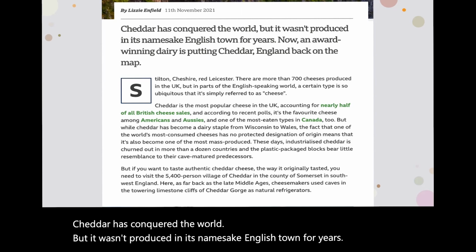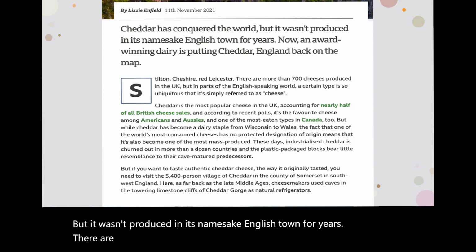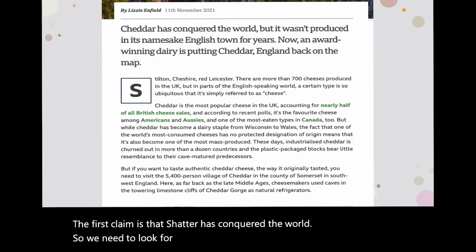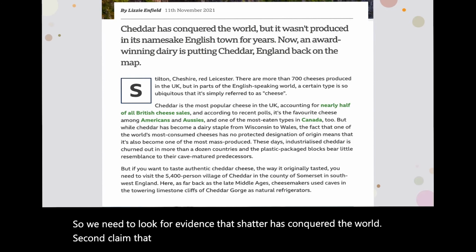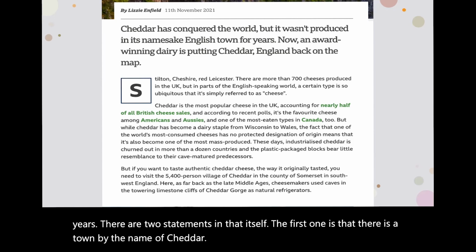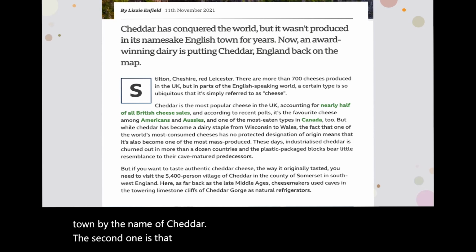There are two claims. The first claim is that Cheddar has conquered the world. So we need to look for evidence that Cheddar has conquered the world. Second claim, that it wasn't produced in its namesake English town for years. There are two statements in that itself. The first one is that there is a town by the name of Cheddar. The second one is that it wasn't produced for years in that town.